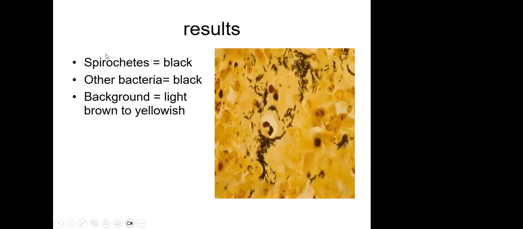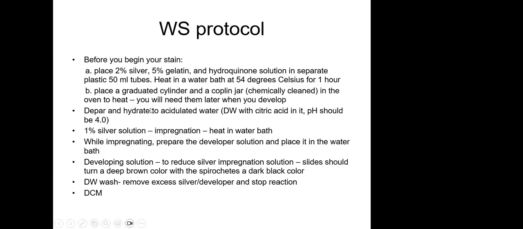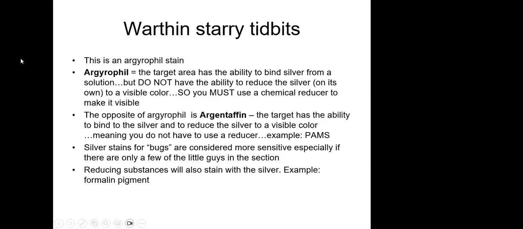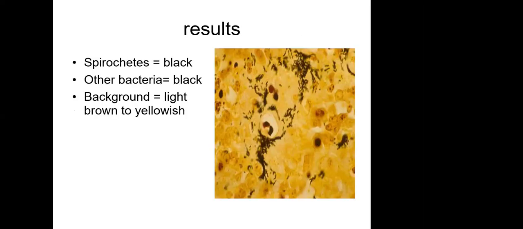So this is what it looks like. Your spirochetes are black. If any other bacteria are there, they are also going to turn black. And then your background should be sort of this light brownish yellow, and that comes from that developing solution, okay? It actually comes from that hydroquinone. FYI, hydroquinone is a carcinogen, so make sure that you're using it under the hood.